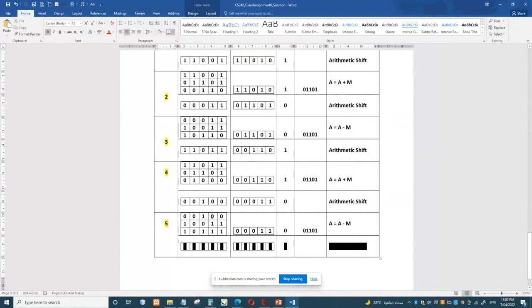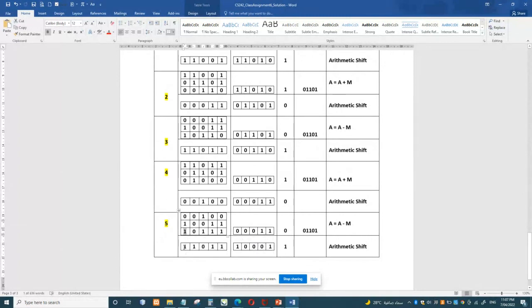0 plus 1 is 1, 0 plus 1 is 1, 1 plus 0 is 1, 0 plus 0 is 0, 0 plus 1 is 1. So after addition, that is our new value of A. This is Q, remain as it is, Q minus 1 remain as it is, and this is our multiplication. Now we'll do the arithmetic right shift again. After performing the arithmetic right shift, we'll get our final result.